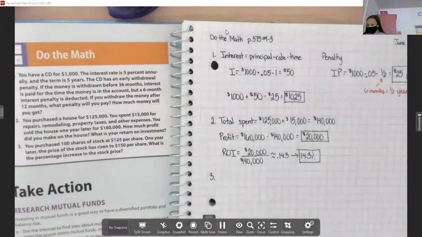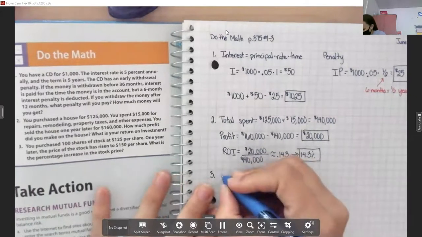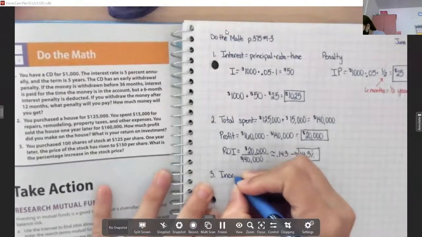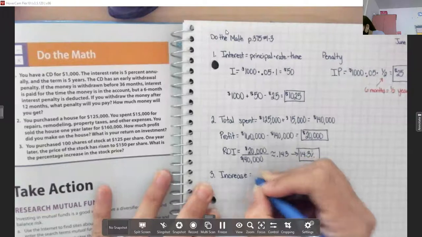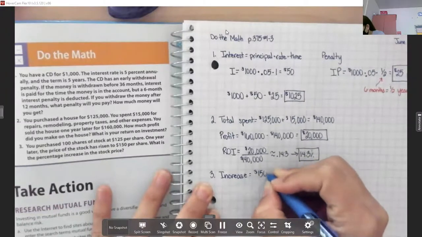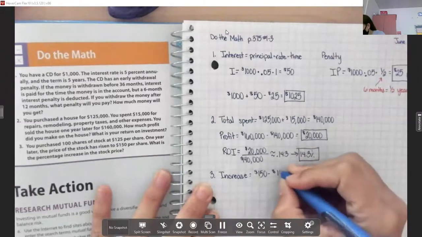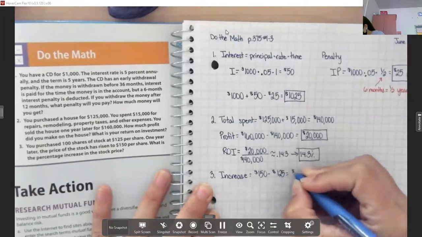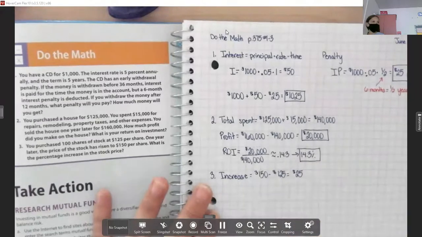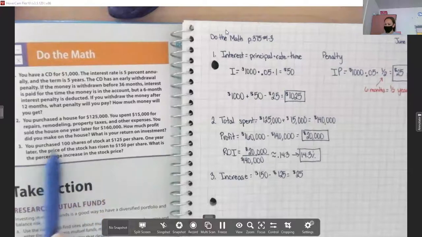All right, and last one, you purchased 100 shares of stock at $125 per share. 1 year later, the price of the stock has risen to $150 per share. What is the percentage increase in the stock price? So it's 150 now and it was 125. So it increased $25 each share. It's not asking how much money did we make, how much did it cost us.